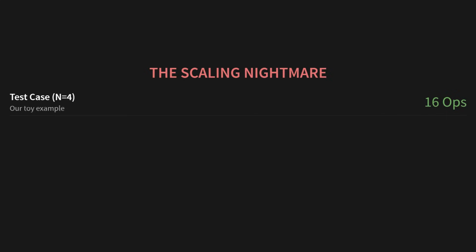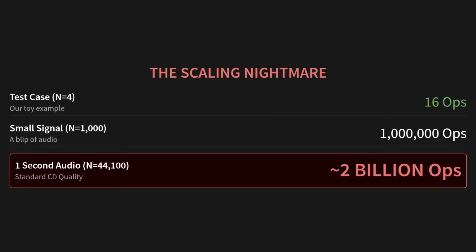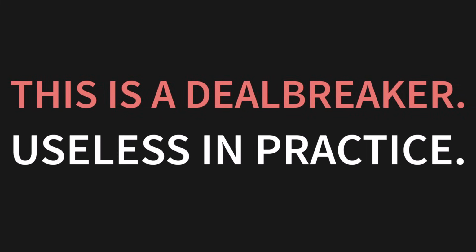Let's put this into perspective. For our little test case where n equals 4, that's just 16 operations. Trivial, you could do that on a napkin. But what about a small signal, say n equals 1000, just a tiny blip of audio? That's 1000 times 1000, 1 million operations. Okay, a modern computer can handle that. But what about 1 second of standard CD quality audio, where n is 44,100? That's 44,100 squared, which is nearly 2 billion operations for 1 second of audio. This is a deal breaker. It means the DFT, as we've defined it, is utterly useless in practice for any real-world signal.